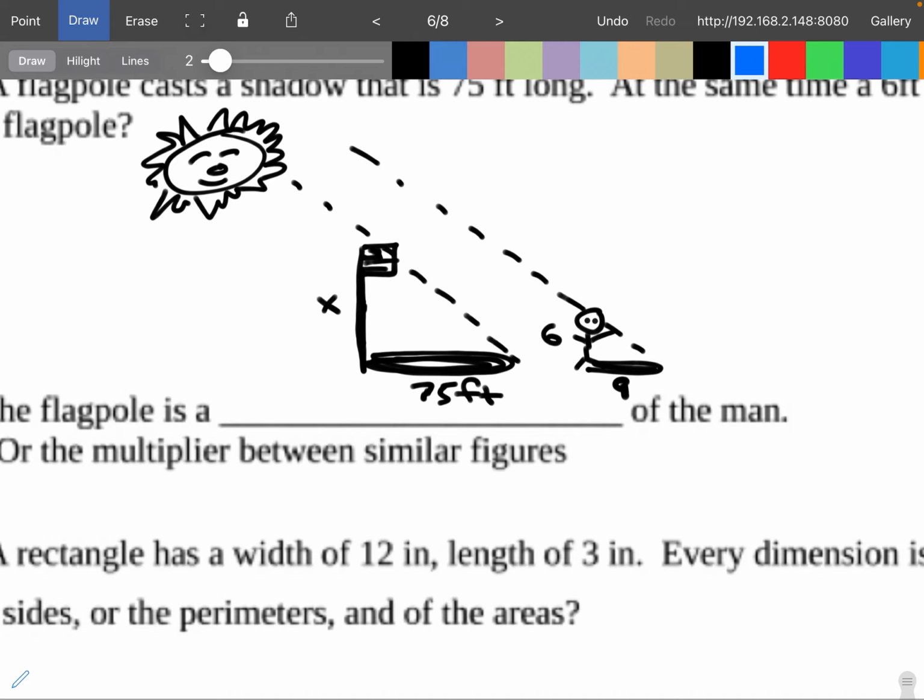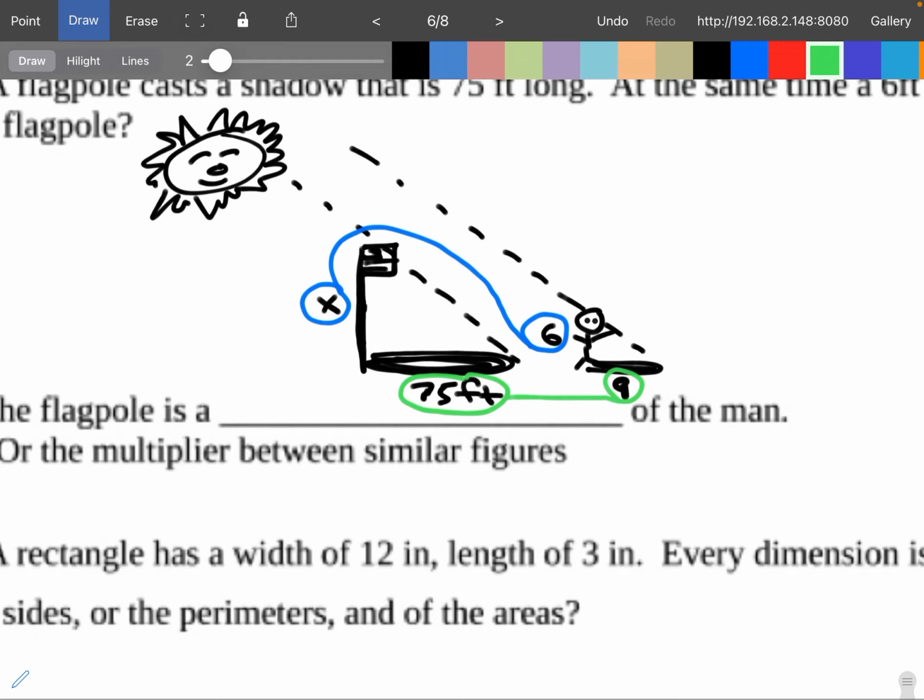Well, those are similar triangles, okay? They're the same shape but different sizes. And we're trying to find the height of the flagpole, which we'll call X. So what does the X correspond with? The height of the flagpole. The X corresponds with the 6, right? And then what does the 75 correspond with? The 9. So just the same thing we did. We just got to draw our own picture, that's all.